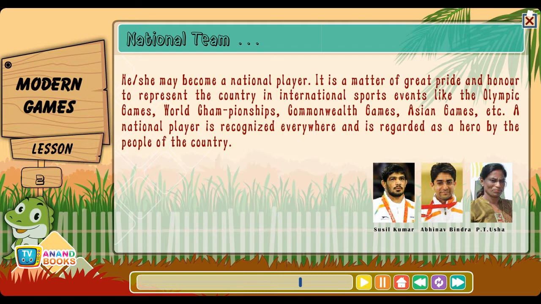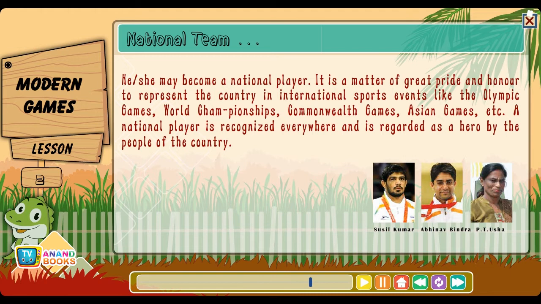He or she may become a national player. It is a matter of great pride and honor to represent the country in international sports events like the Olympic Games, World Championships, Commonwealth Games, Asian Games, etc. A national player is recognized everywhere and is regarded as a hero by the people of the country.